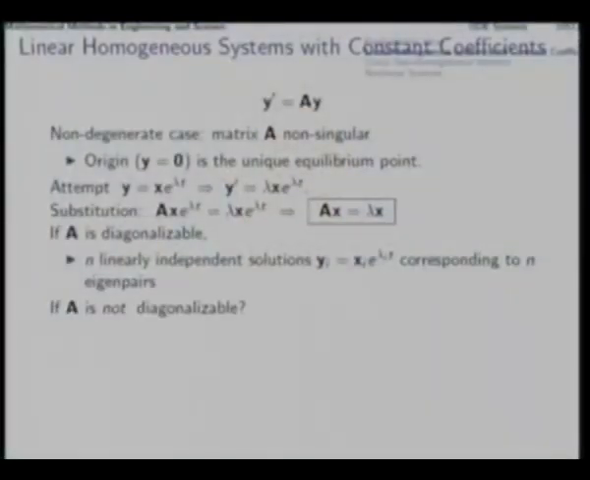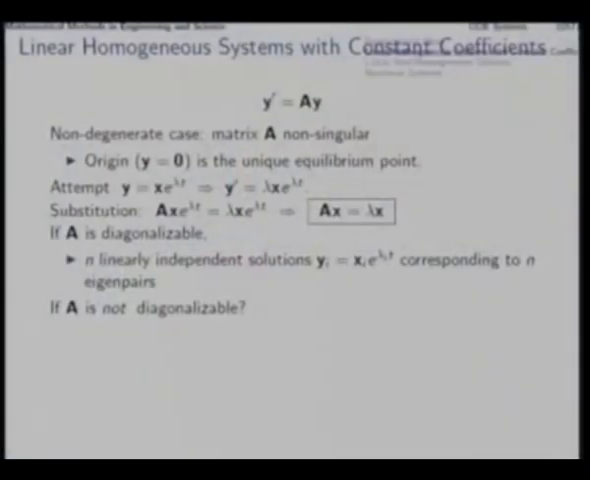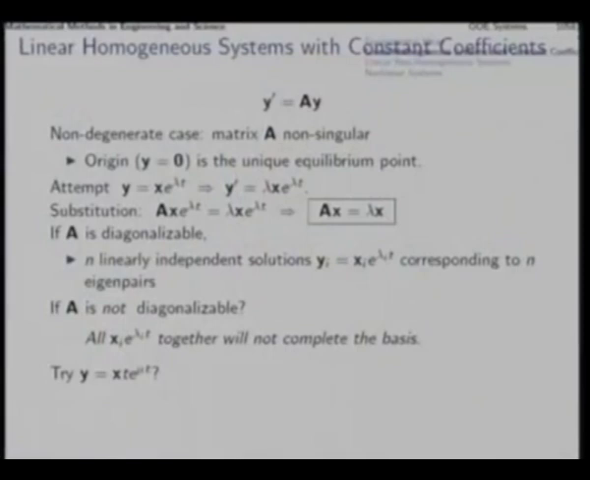However, if A is not diagonalizable, then we will find some lambdas repeated, and correspondingly we will not find the correct number of x's, the correct number of eigenvectors, and that poses a problem. Now, in the case of scalar differential equations in the previous lectures, in such a situation, when we found that e to the power lambda t is repeating and we needed to find additional linearly independent solutions, we tried t into e to the power lambda t, right. A similar attempt here will not help.